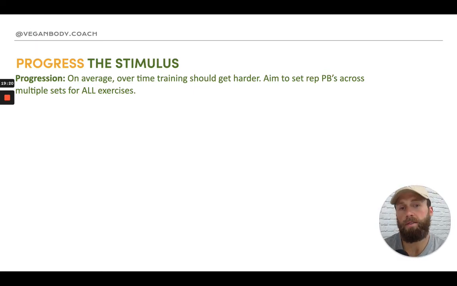We should be aiming to set rep personal bests across multiple sets for all exercises. So this isn't even just specifically for hypertrophy. It's not just about setting a new record for a 1 rep max or a 5 rep max. It's actually getting better across multiple sets of all the exercises you're doing. So that includes your lat pull down, your bicep curl, your calf raise, your lunge, whatever it may be, but we're looking for improvements across all of those sets.